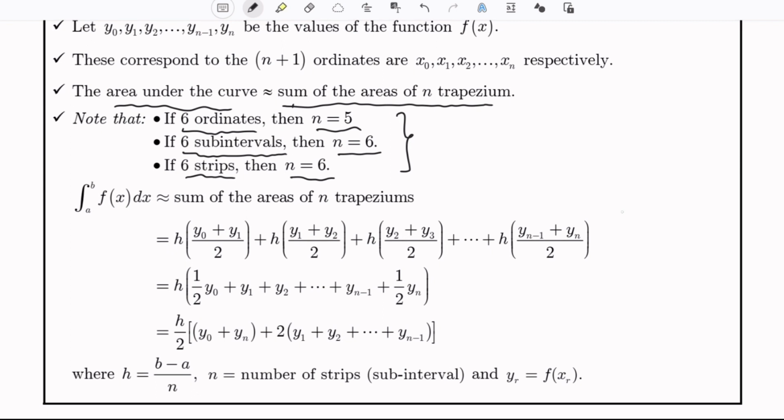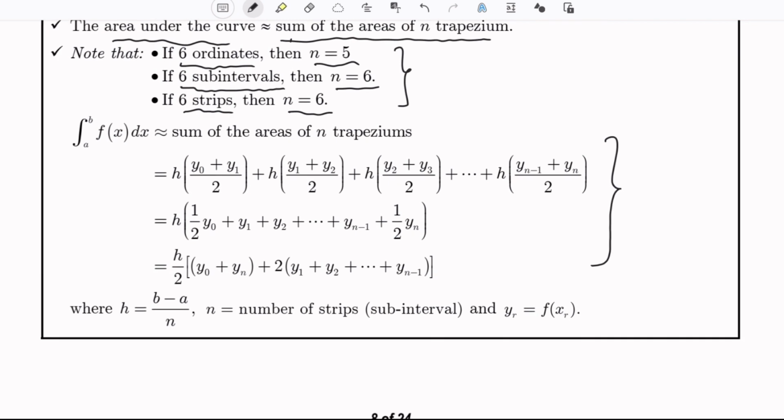This is how the formula is derived. What you need to remember is that the integral from a to b of f(x) dx is equal to h over 2, bracket y0 plus yn plus 2 times the bracket of all the y's in between, where h is b minus a over n, and n is the number of strips.